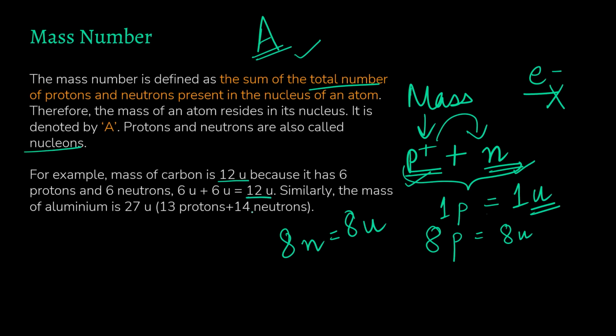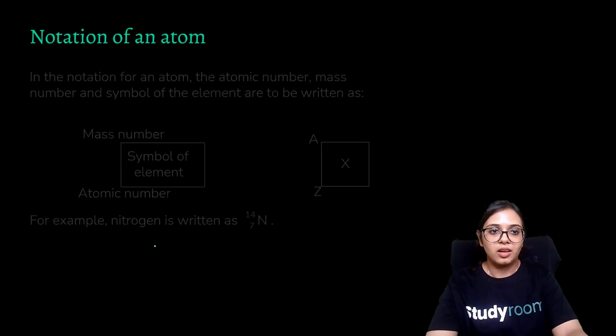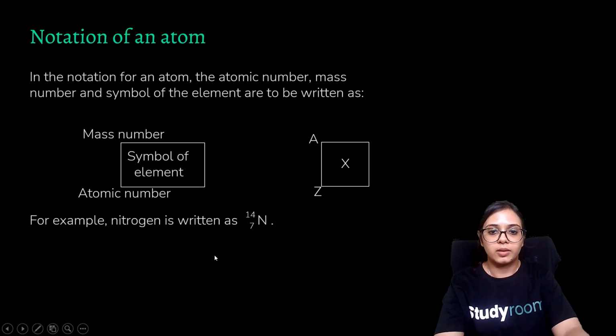Similarly, the mass of aluminium is 27 U, because over here there are 13 protons and 14 neutrons. So 13 protons, 13 U, and 14 neutrons, 14 U. When you add them together, you get the mass number of aluminium, that is 27 U. Notation of an atom.